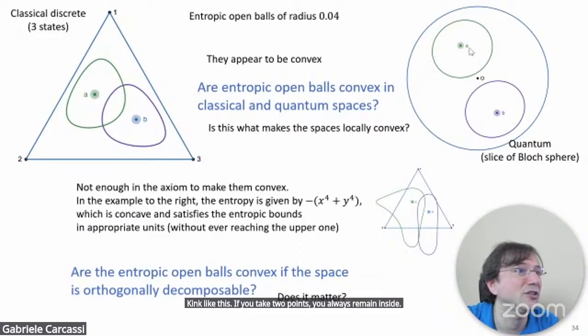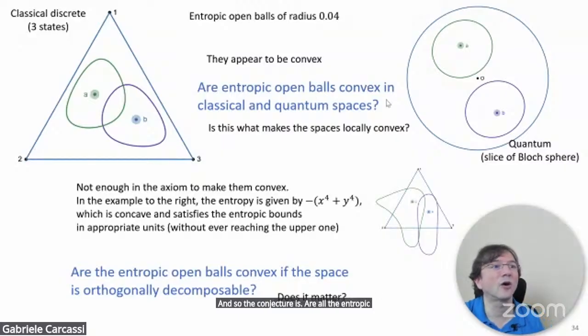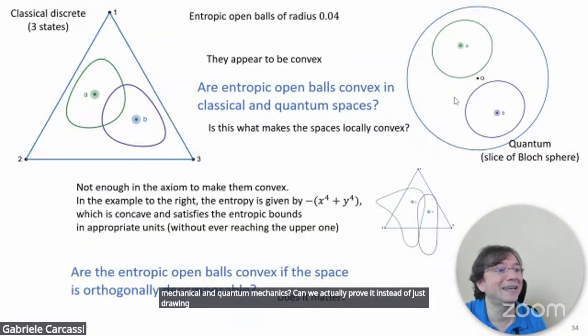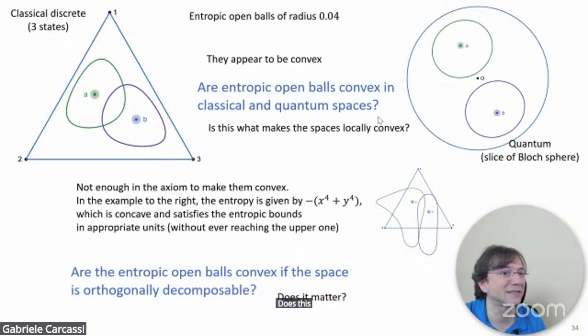And so the conjecture is: are all the entropic open balls convex in classical mechanics and quantum mechanics? Can we actually prove it instead of just drawing pictures? And does this generalize to all possible ensemble spaces?